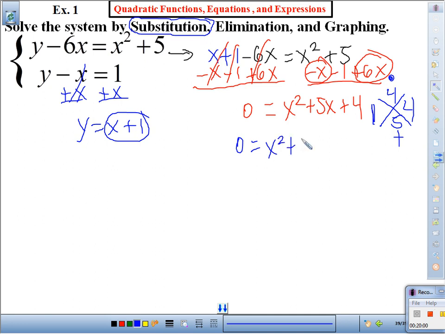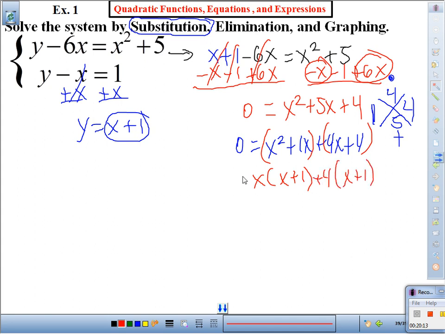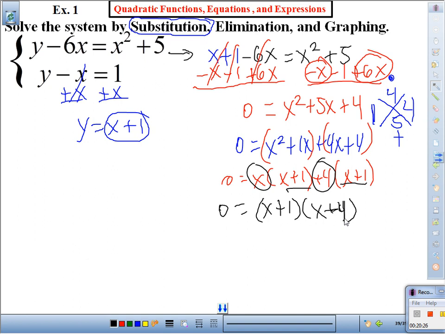0 equals x squared plus 1x plus 4x plus 4. Group. First 2, second 2. GCF here is x. GCF here is 4. We got x plus 1 equal to 0. So what are my factors? x plus 1. What's left? x plus 4. What's the last step? Put them equal to 0. x plus 1 equal to 0. x plus 4 equal to 0.